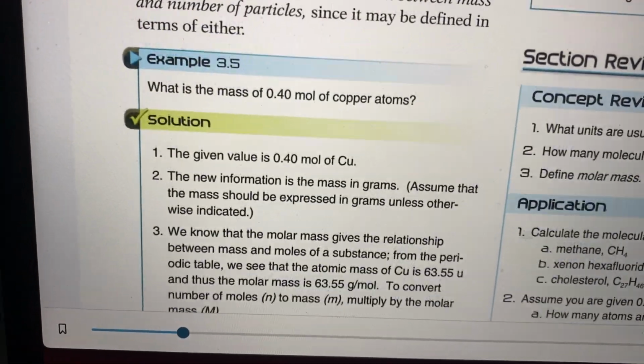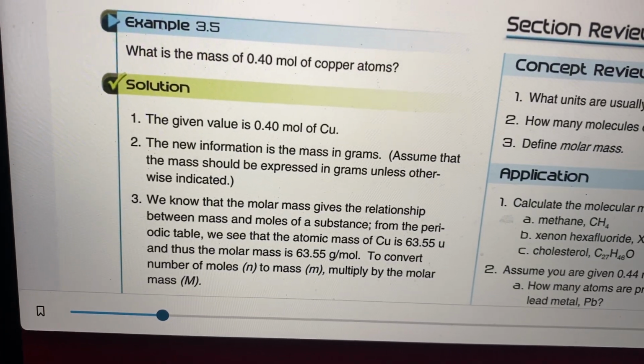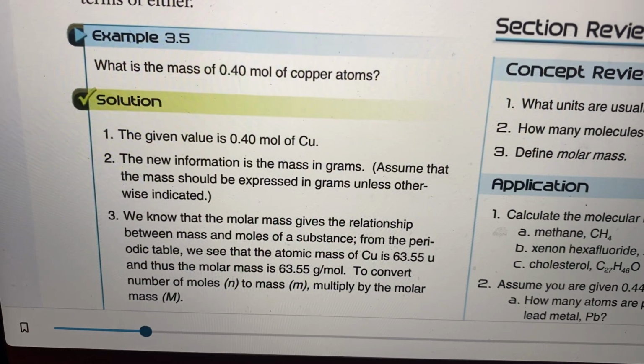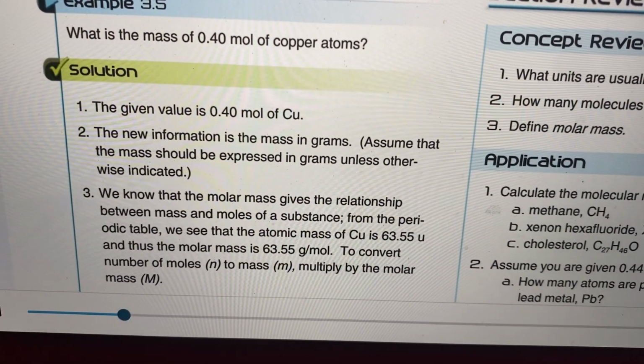So now I'm going to go over these examples here. What is the mass of 0.40 moles of copper atoms, where a mole is Avogadro's number?